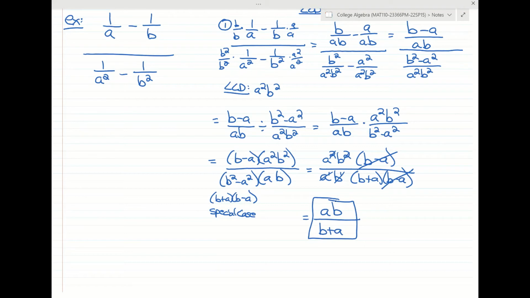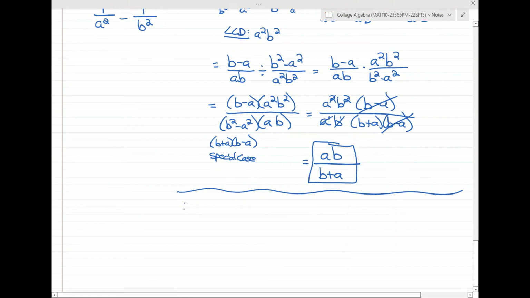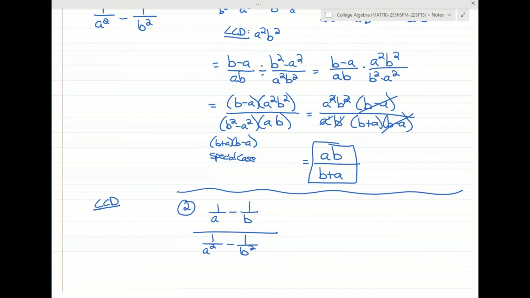Might scream when you see the second technique. It's a lot faster. But using the second technique, we have 1 over a minus 1 over b divided by 1 over a squared minus 1 over b squared. Hardest part is figuring out what is the LCD. So look at all the denominators. When we're trying to figure out the LCD between a and a squared, we go with the bigger of the two. So anyone want to take a guess what the LCD would be here?